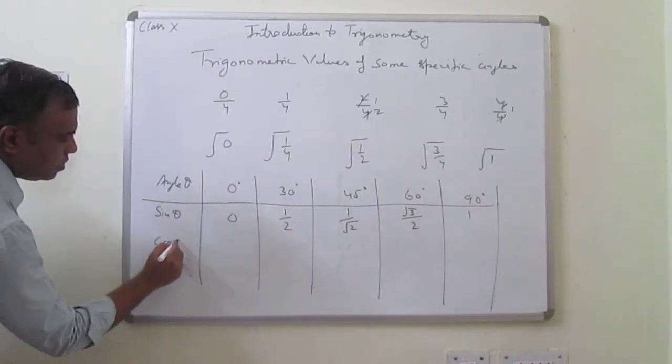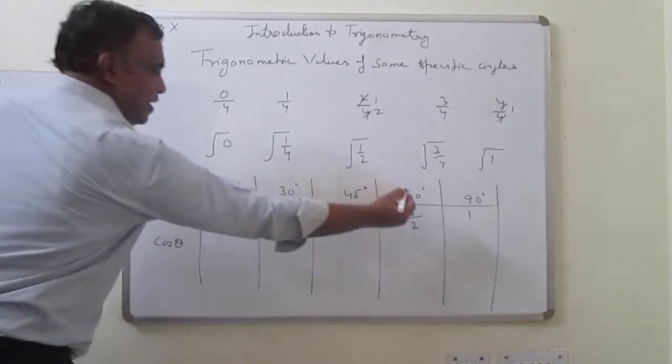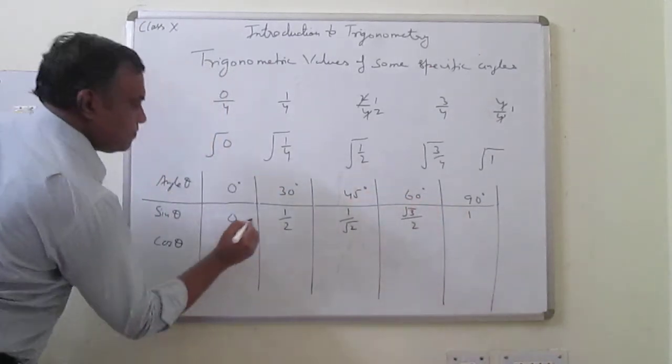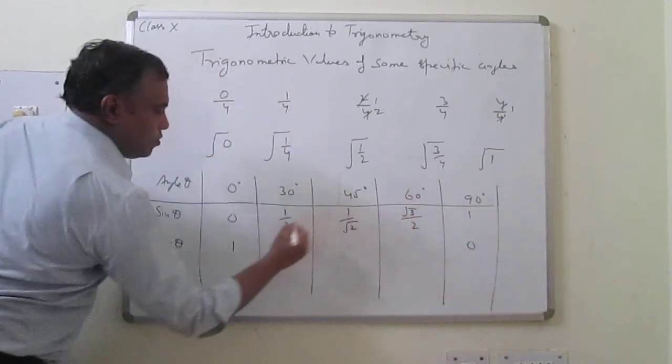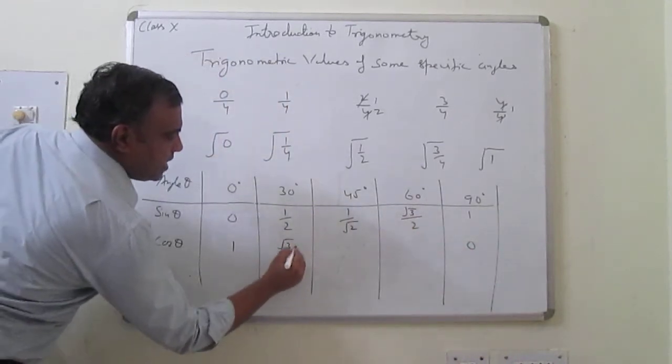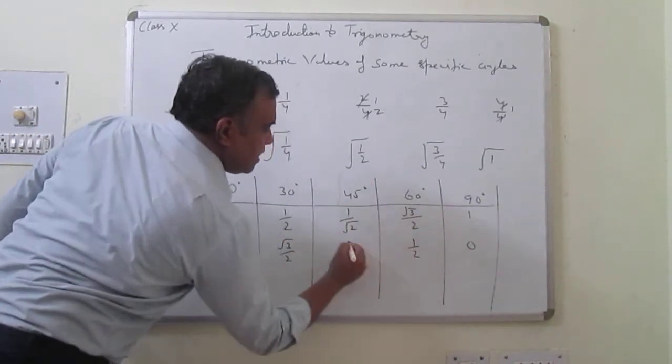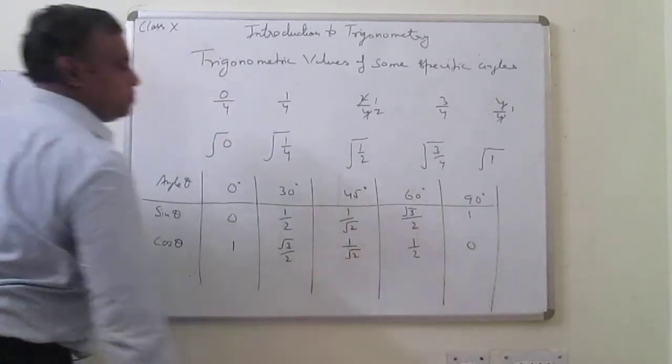Now cos theta: you interchange it. 1 idhar le aaiye, 0 idhar le aaiye, root 3 by 2 idhar aa jayega, 1 by 2 idhar aa jayega, 1 upon root 2.